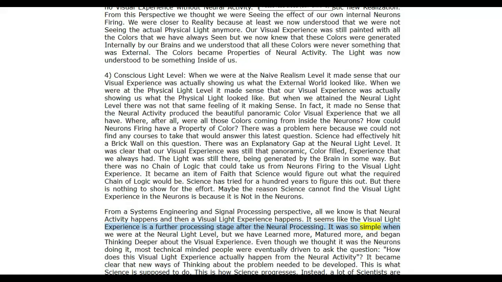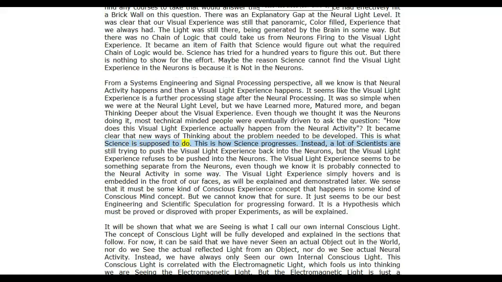It was so simple when we were at the neural light level, but we have learned more, matured more, and began thinking deeper about the visual experience. Even though we thought it was the neurons doing it, most technical-minded people were eventually driven to ask the question, how does this visual light experience actually happen from the neural activity? It became clear that new ways of thinking about the problem needed to be developed. This is what science is supposed to do. This is how science progresses.